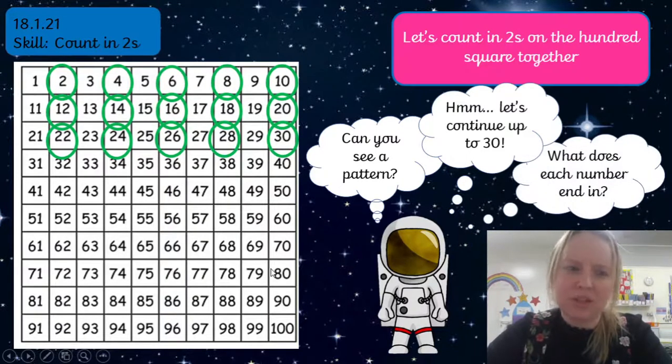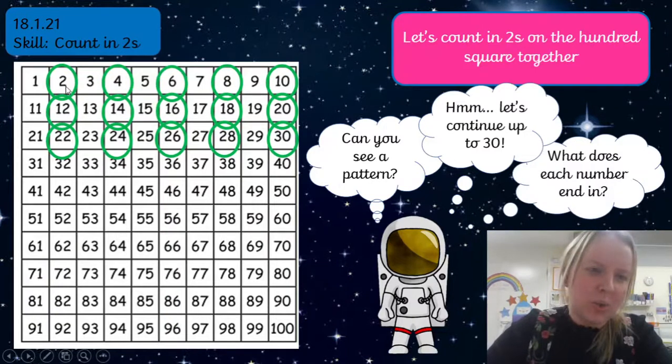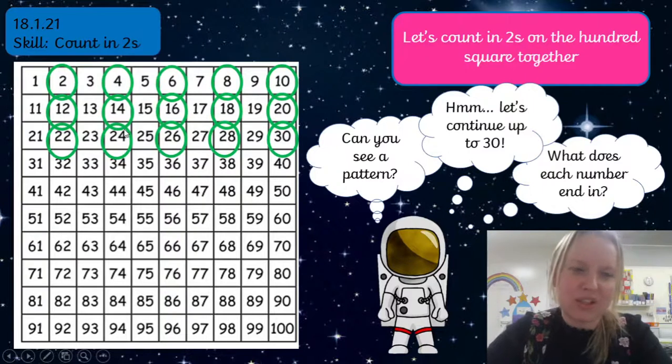What else have you noticed? Have you noticed what each number ends with? Have a look. Discuss this with your adult. So in our first column, all of the numbers have a number 2, don't they? In the next column, they all have a number 4. In the next one, they have 6. In the next column, they all have 8. And in the last column, they all have a 0.